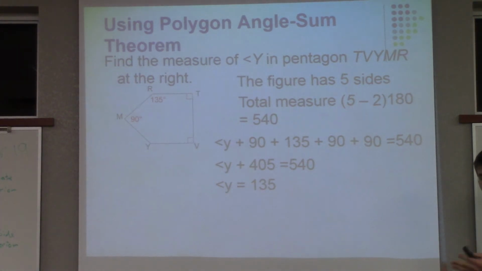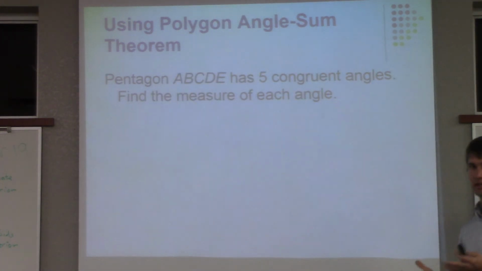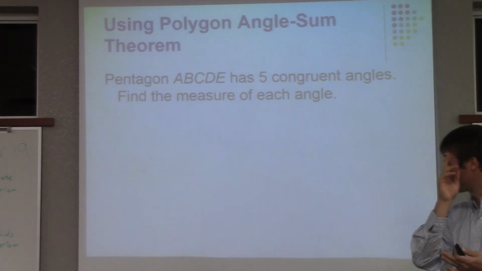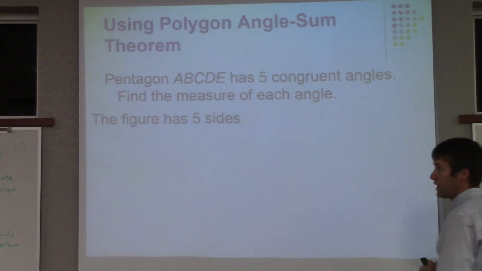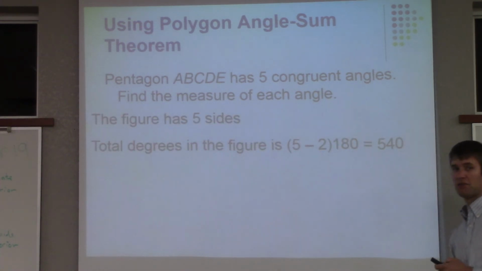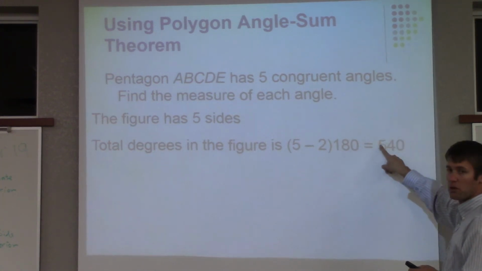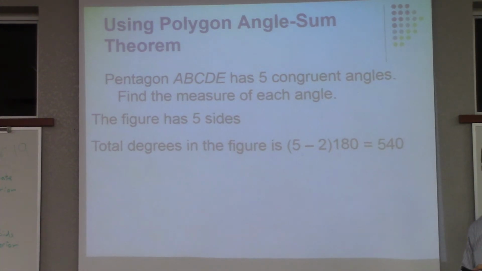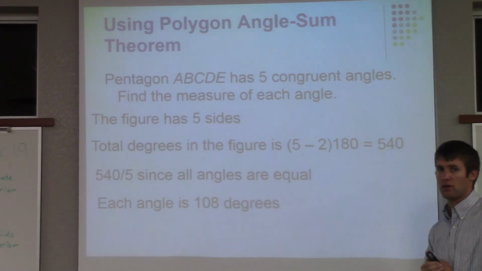That's what we're going to be looking at. That's what we're going to be trying to solve. All right, a pentagon. How many sides is a pentagon? Same thing as a 5-sided figure. Has 5 congruent angles. Find the measure of each angle. So if they're all the same, if I have a pentagon that's all equal, how many total degrees should we have? Again, 5 minus 2 times 180 gives us 540 degrees. These angles should all be equal. So I take 540 divided by 5, which would give us 108. So each angle would be 108 degrees.